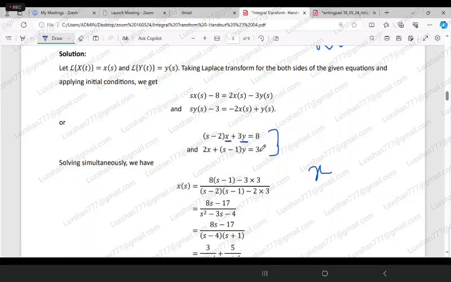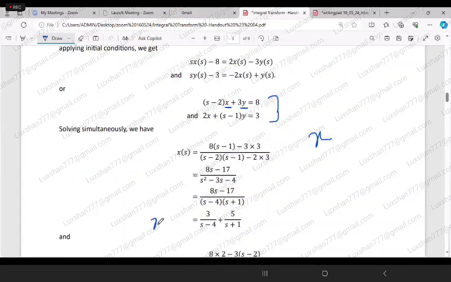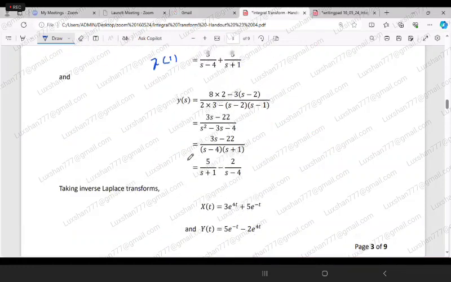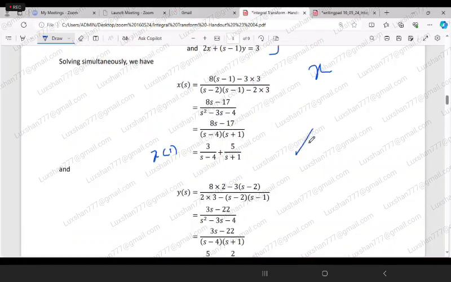So these are two simultaneous equations in x and y, and we are solving them. You know how to solve simultaneous equations. Very simple, it's grade 5 work. If you solve this, this is the answer you get for Xs, and this is the answer you get for Ys. Now we want to find capital X(t). How to find it? We have to take the inverse for small xs.